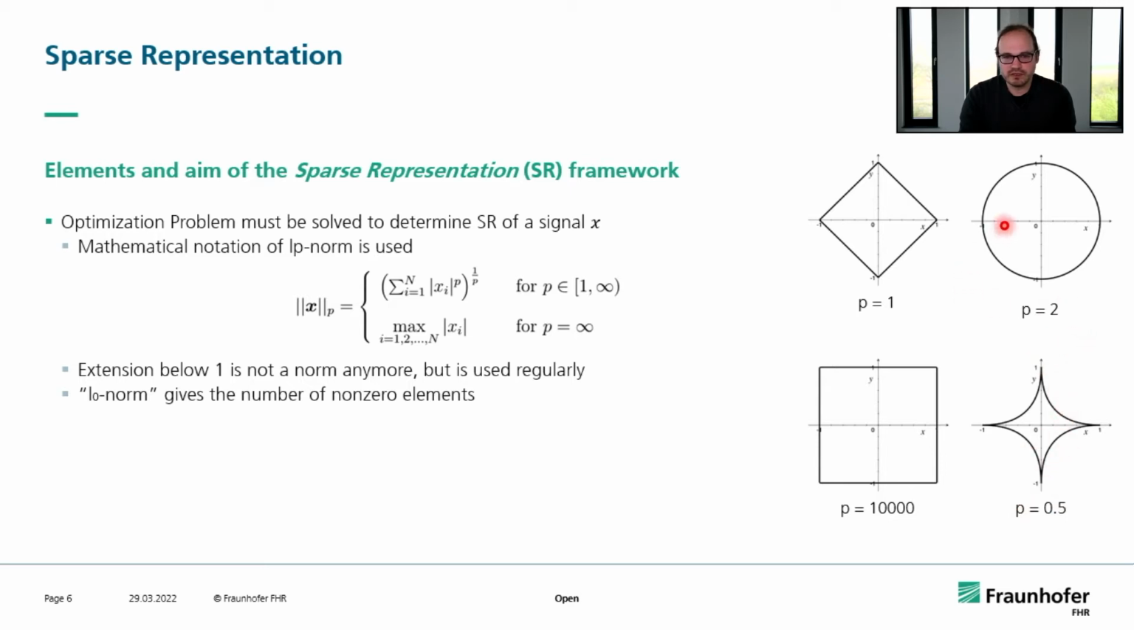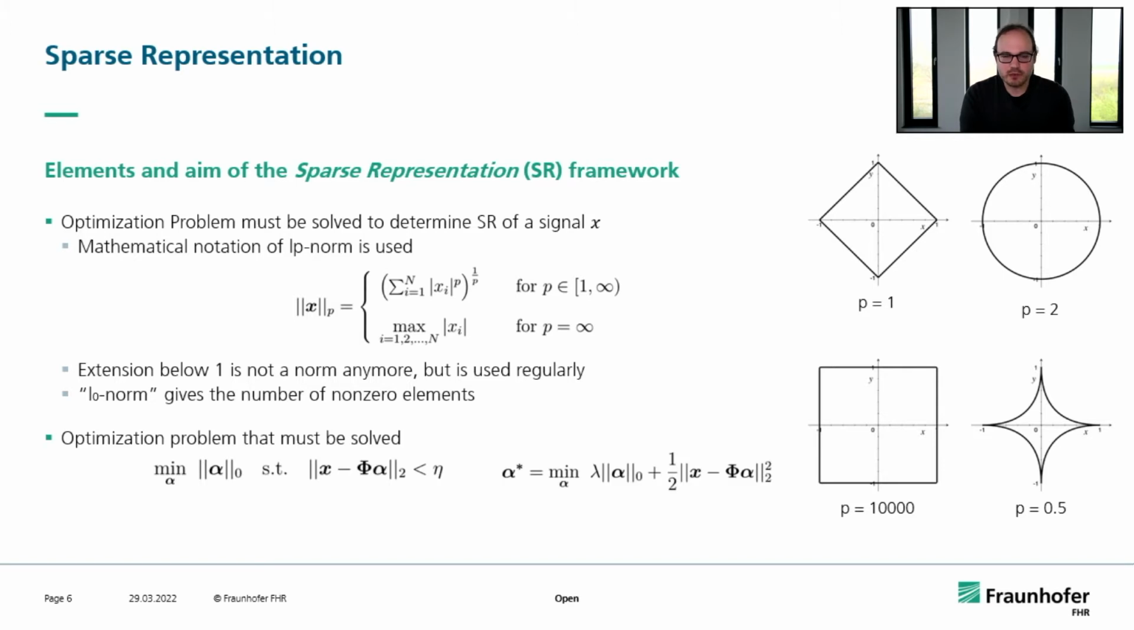You see, these are unit circles in different norms. So this is the one that we know, the Euclidean norm, the common norm, where a circle is actually a circle. If we use the L1 norm, this becomes a square in this direction. The maximum norm becomes a square like this. And if we go below 1, we get this. And the so-called L0 norm, which is not a norm, gives us the number of non-zero elements.